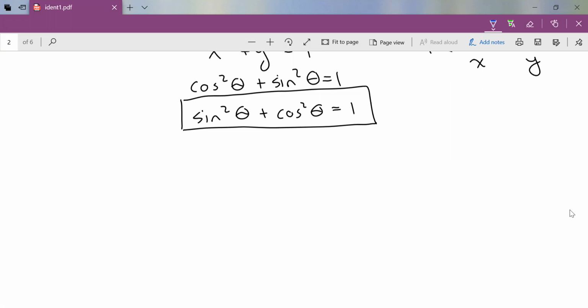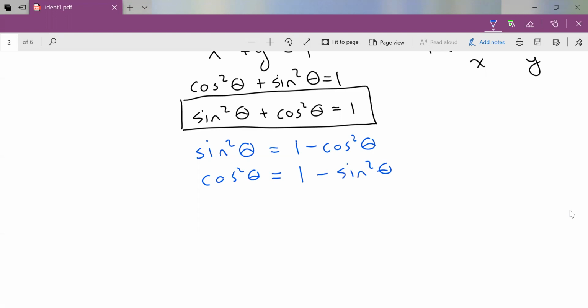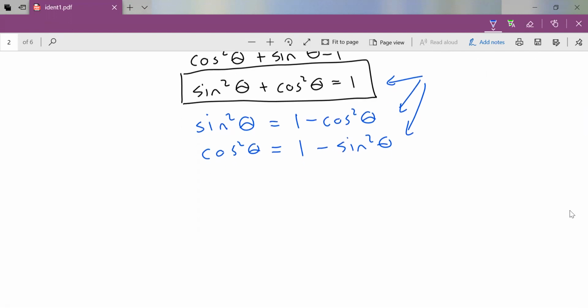Even though it looks like one thing here, we know we can rearrange this. We can rearrange to get sine squared by itself. There's another identity. We can rearrange to get cos squared by itself. There's another identity. So even though we only have this identity on our formula sheet, from that one identity, we can quickly find 2 more identities. Cool. Now let's play around with this basic identity, sine squared plus cos squared equals 1, a little bit more.